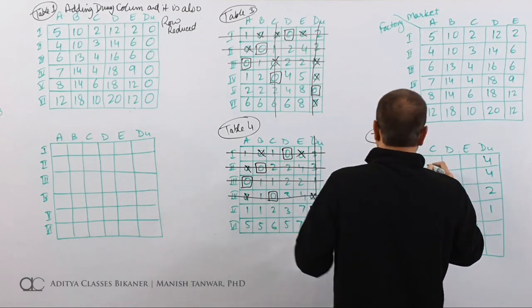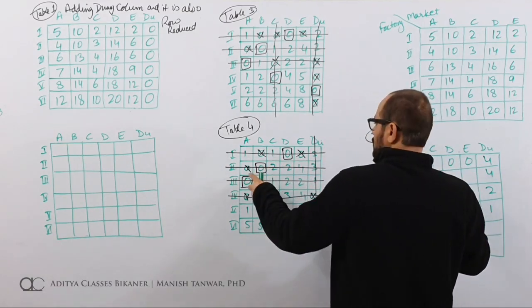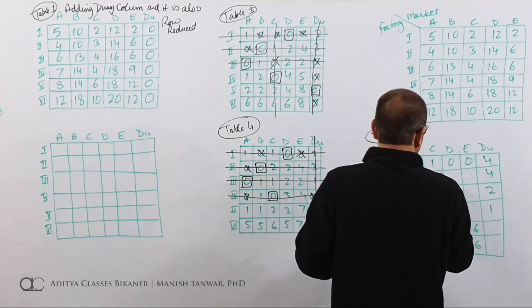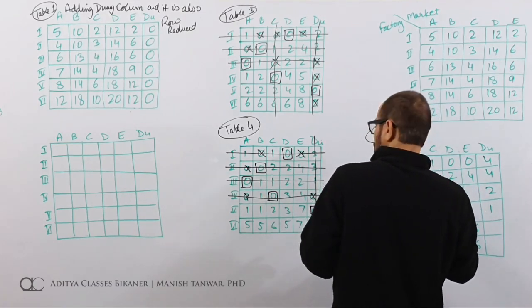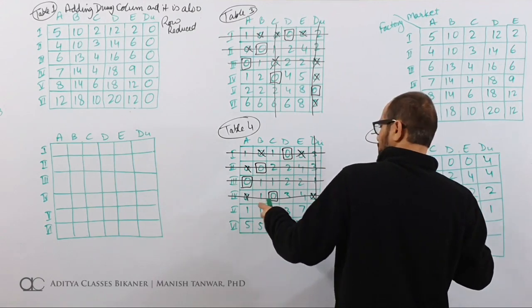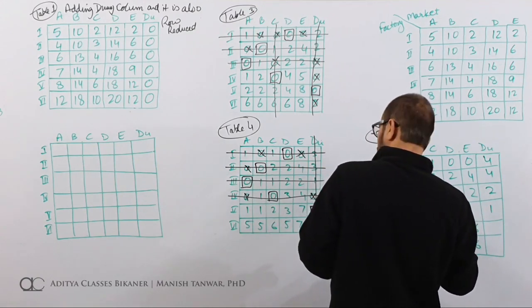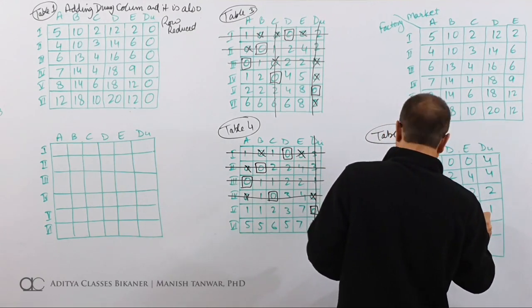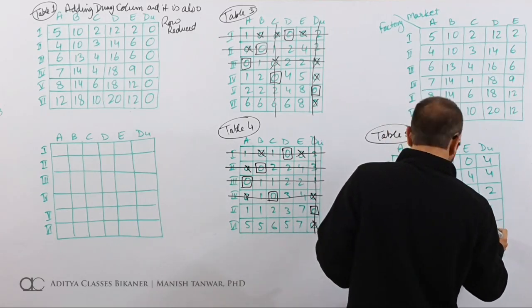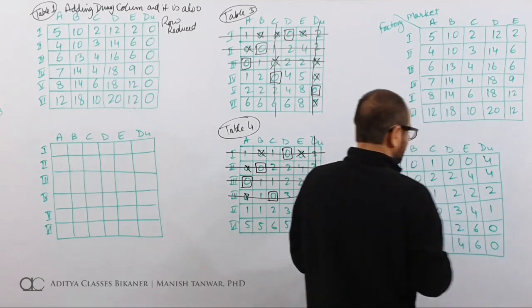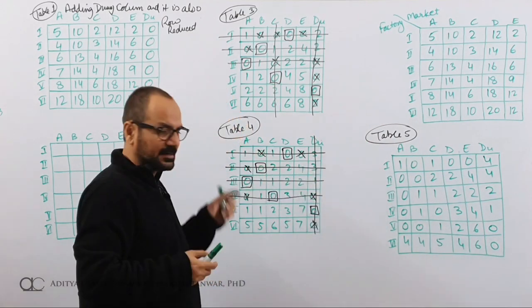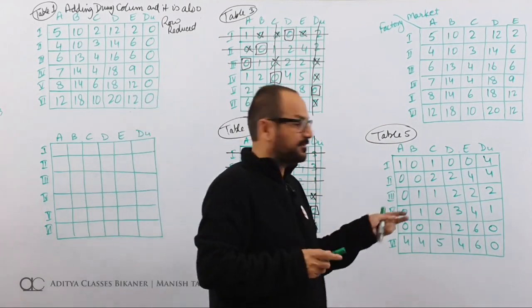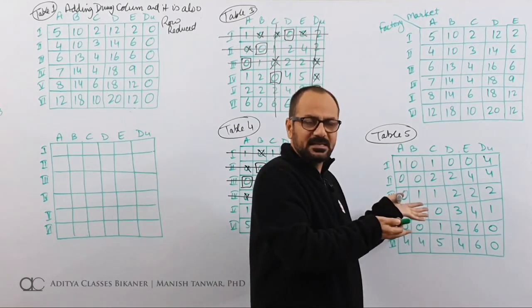Now let me copy these remaining cells. 1, 0, 1, 0, 0, 0, 0, 2, 2 and 4. We have a 0, 1, 1, 2, 2. Then there is a 0, 1, 0, 3, 4. And finally there is a 0 and a 0. So these are new values after trying to resolve this degeneracy. We are not sure if the degeneracy has been resolved or not. It is an attempt. Let us see.